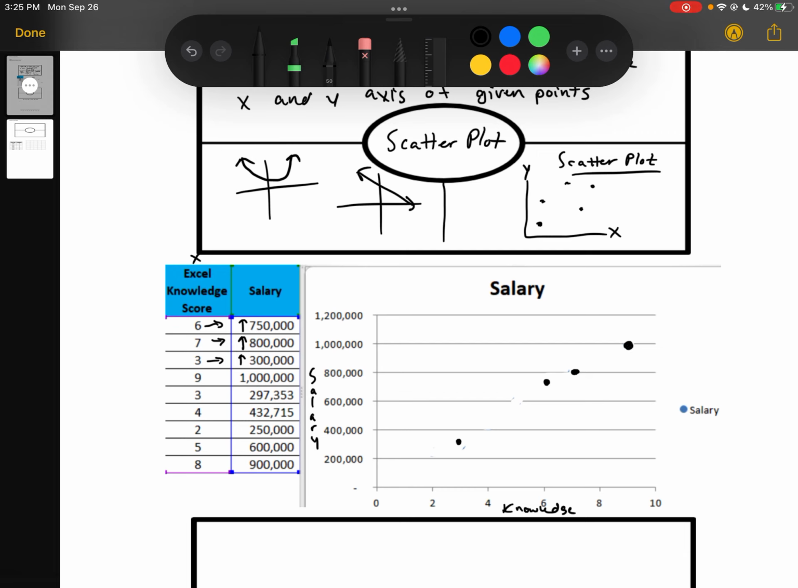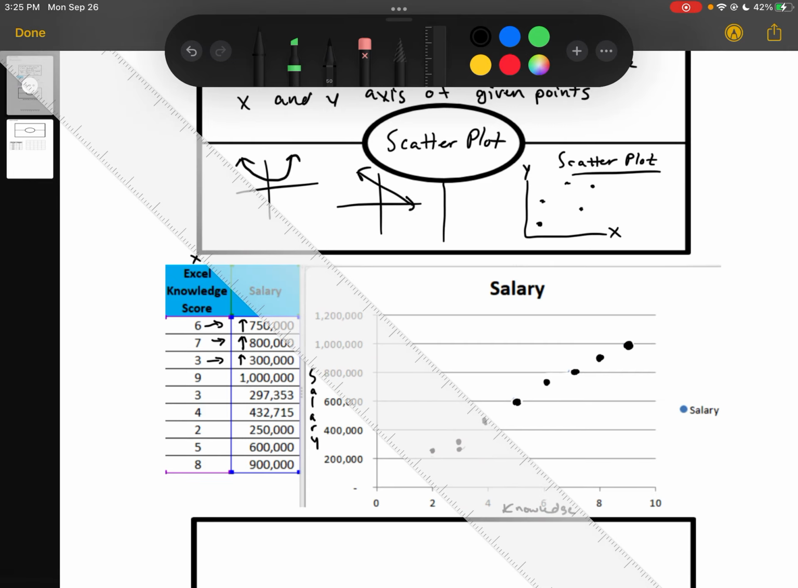9 puts us at 1,000,000. 3 puts us at just under 300,000. So very close to actually the point that we had previously plotted. 4 puts us at 432. 2 puts us at 250. 5 puts us at 600,000. And then 8 puts us at 900,000.